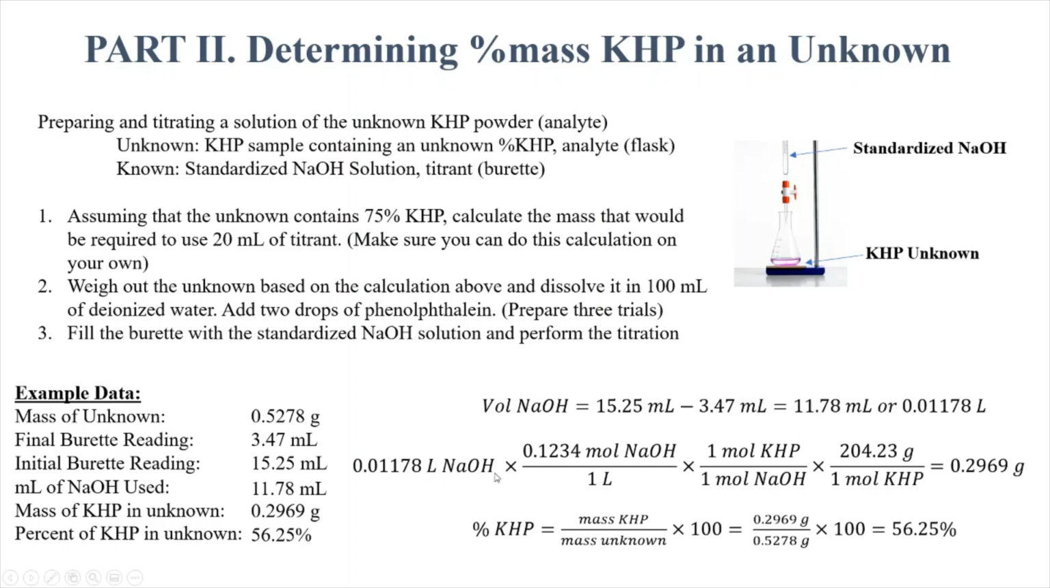based on the equivalence point. And then if we want to figure out a percent composition by mass, we have to know the mass of KHP divided by the total mass of the unknown times 100. So the mass of KHP was 0.2969 grams, divided by the total mass, which was 0.5278 grams, times 100. And in this particular instance, I got 56.25% for my percent KHP. Again, your numbers are going to be different, especially the average concentration from your calculations. But this setup will be the same, and that's how you're going to get the percent KHP.